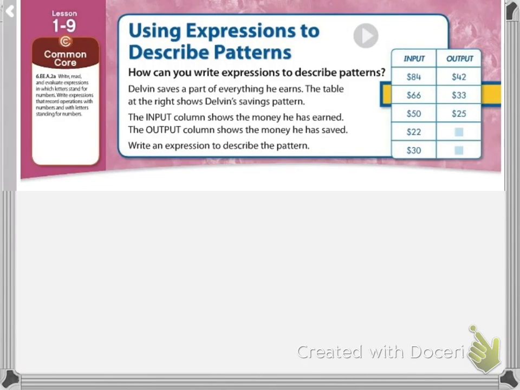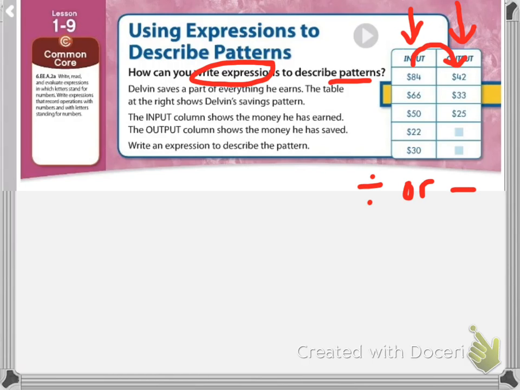Okay, so this example is from your book, and what we need to focus on is finding the pattern to be able to make an expression. If we look here at the input and output, you see that 84 becomes 42. If the number becomes less, your operation is either going to be division or subtraction. If it went higher from the input to the output, then it would be adding or multiplication. So if we're going to write an expression, you know it's either going to be division or subtraction.